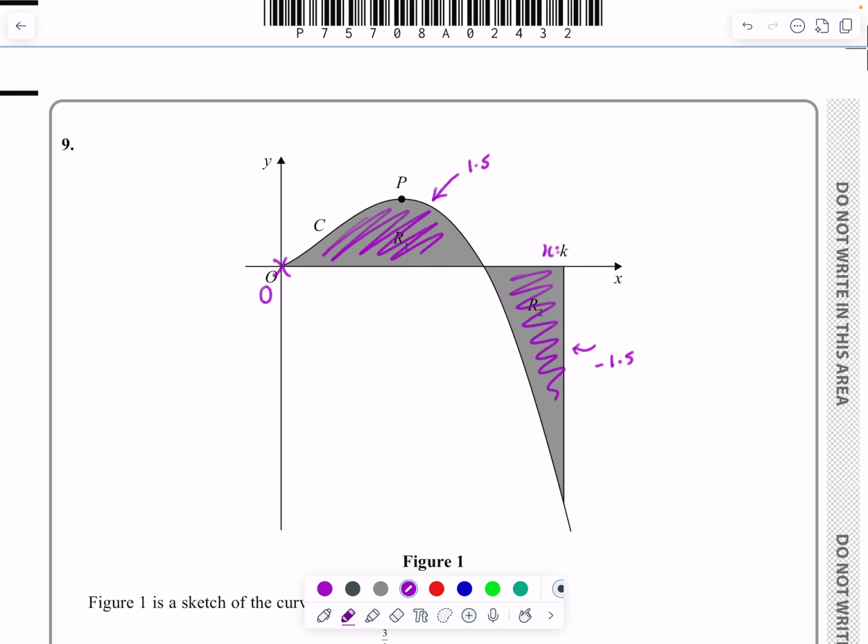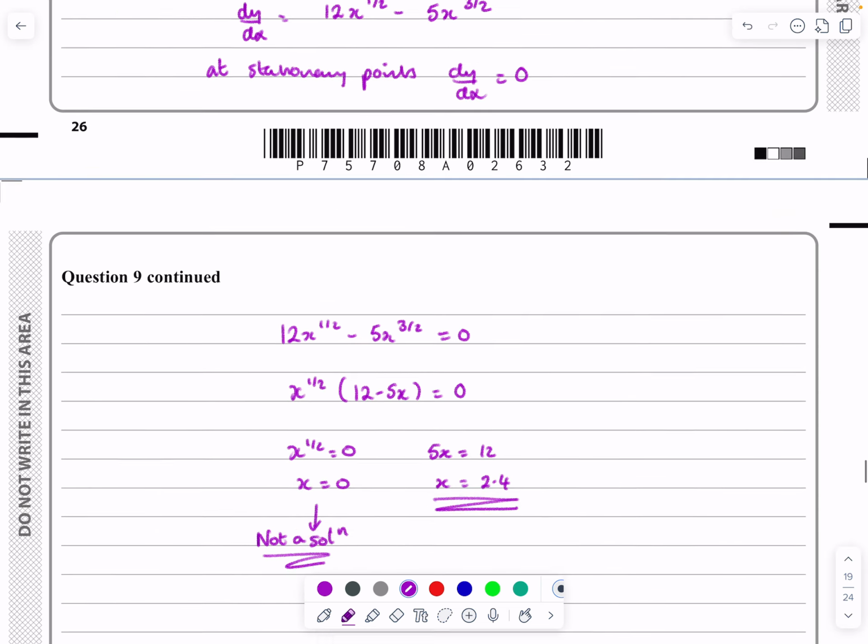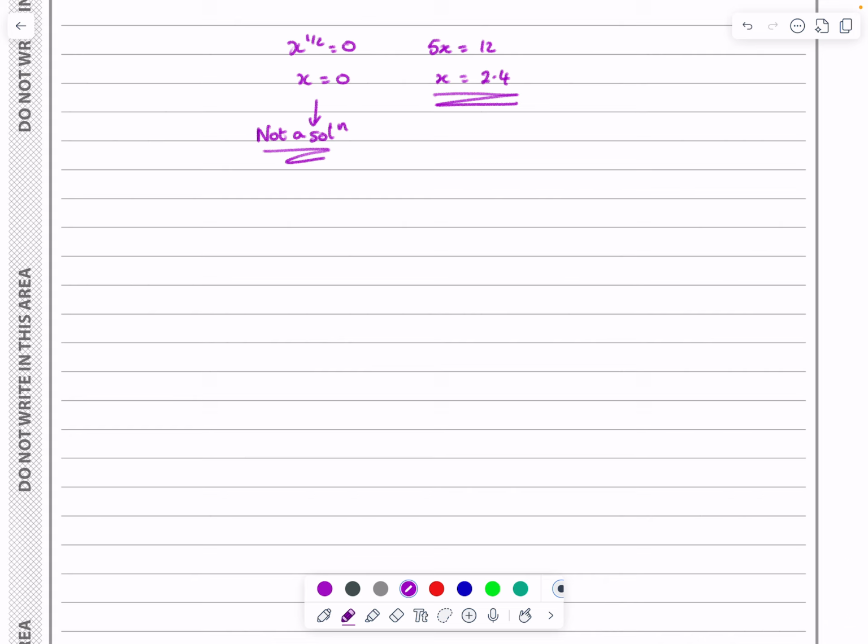But this is going to give me the key to solving this question. If I integrate the function between 0 and k, the 1.5 and the minus 1.5 will cancel, or whatever those areas are will cancel. So if I integrate my function between 0 and k, I'll get 0. So let's tell the examiner what we're going to do here. So we can say part B, if R1 equals R2, then the integral between 0 and k of my function, say f(x) dx, will equal 0.